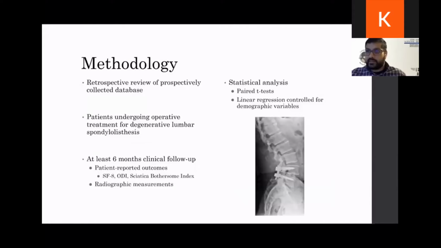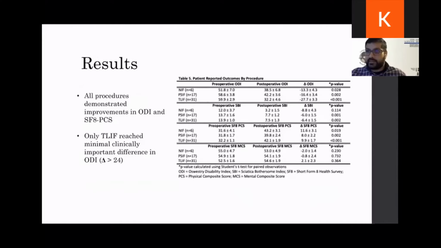We collected multiple data points, including patient-reported outcomes and radiographic measurements. Our statistical analysis included paired t-tests and linear regression controlled for demographic variables. For our results, we compared 3 of the most prominent techniques within our database, including non-instrumented fusion, posterior instrumented fusion, and transforaminal lumbar interbody fusion. We found that all 3 procedures demonstrated improvements in patient-reported outcomes and ODI physical composites. Only minimal clinically important difference in ODI, which was a range of at least 24 pre-op to post-op.